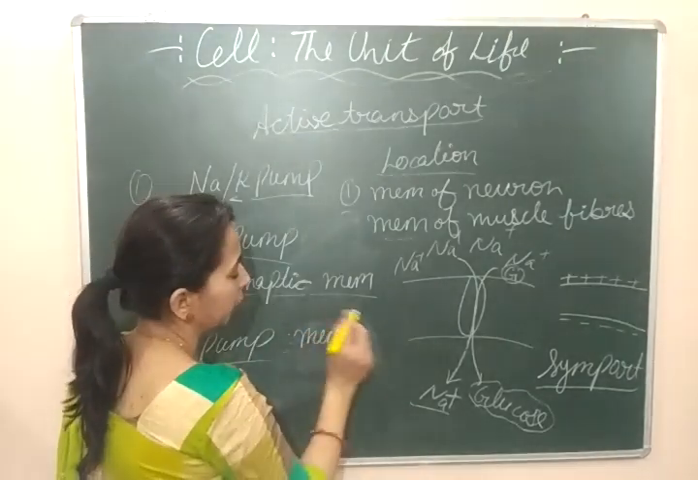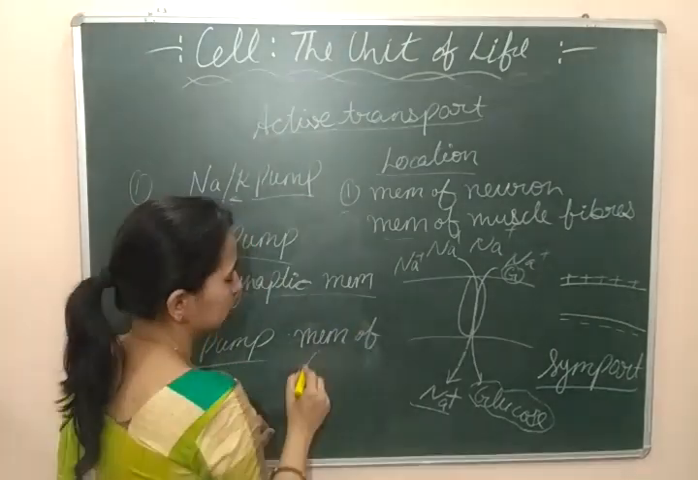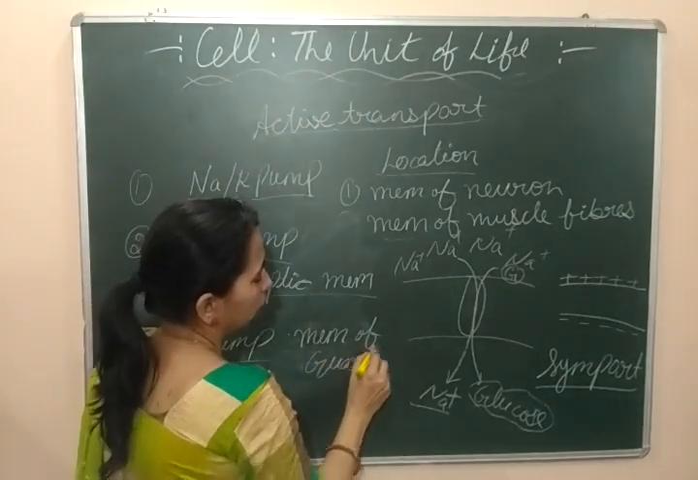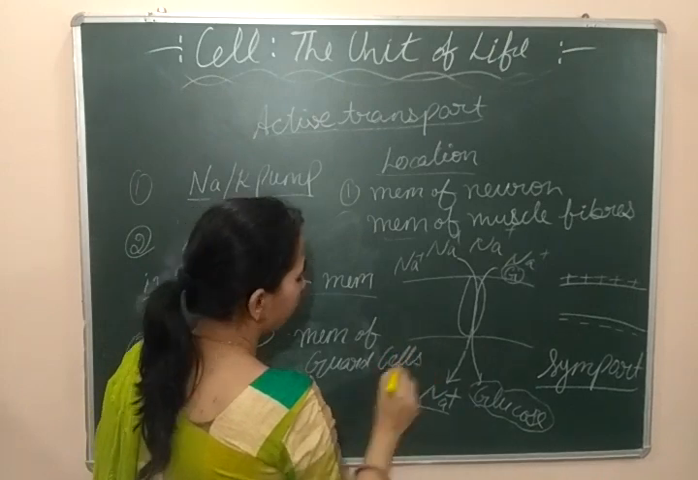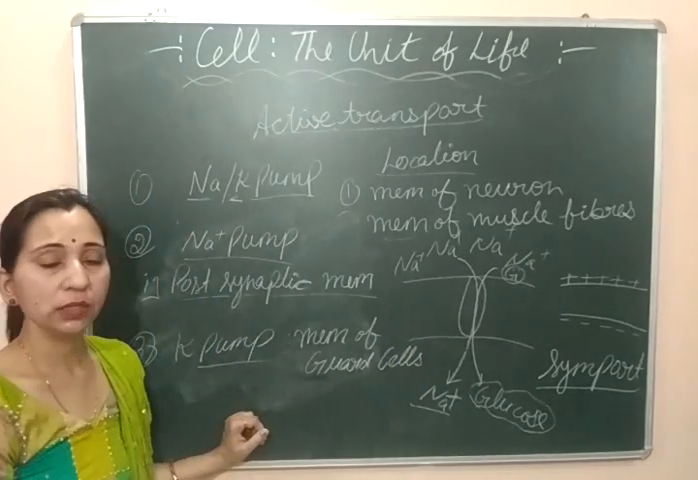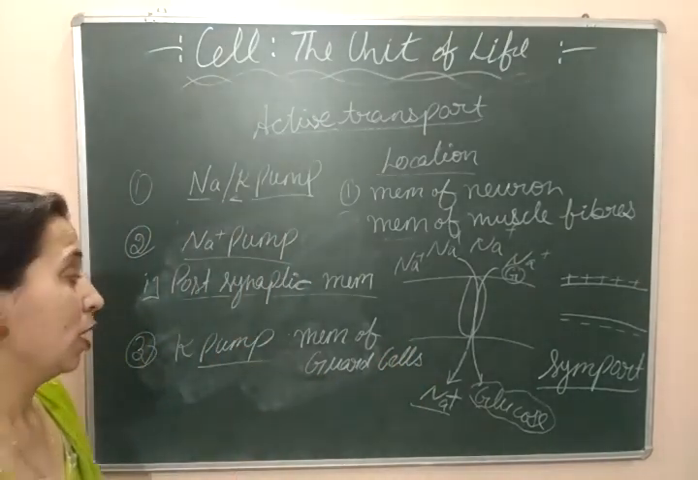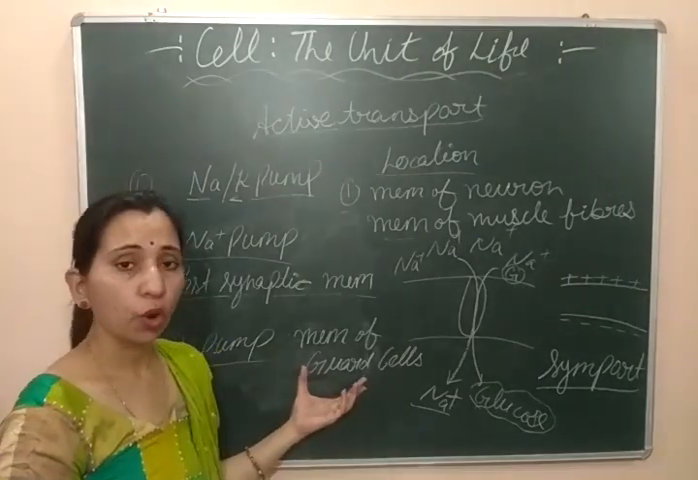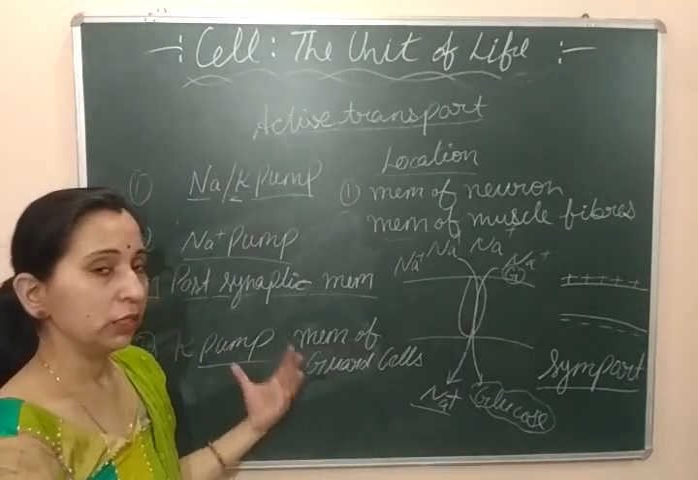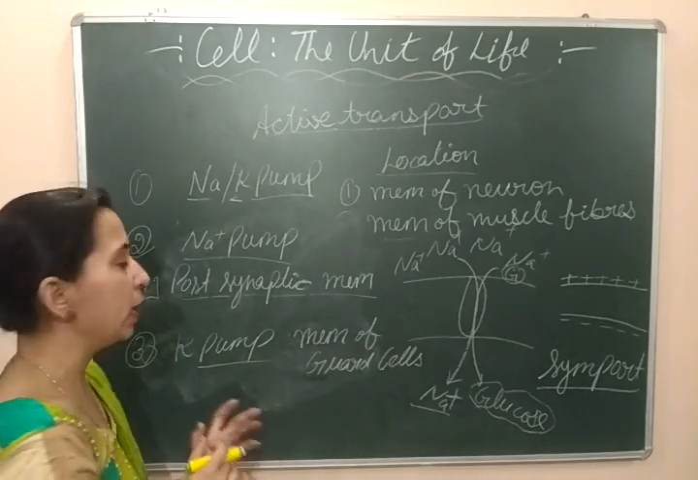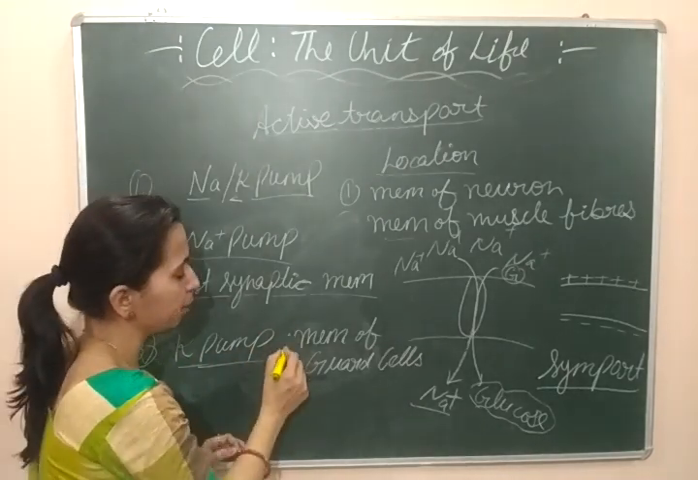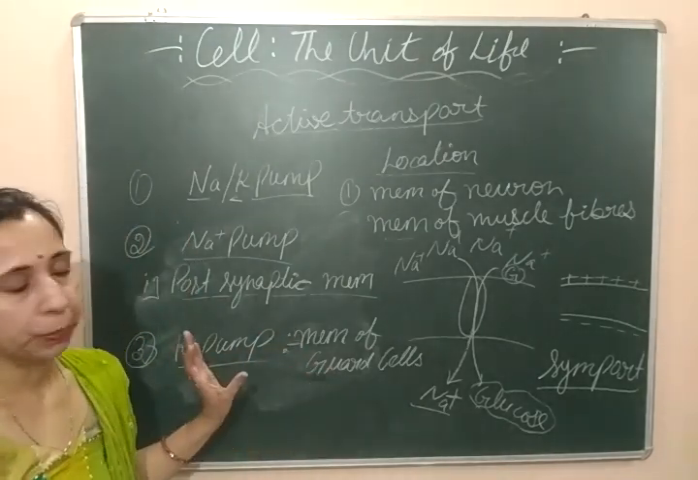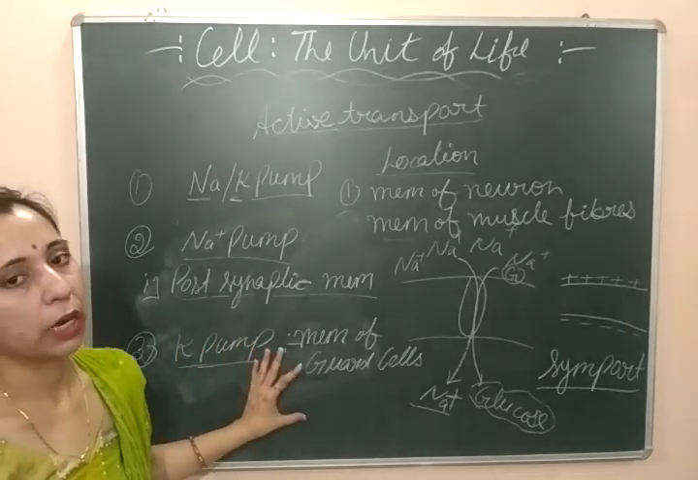The best example is the membrane of guard cells. You know the structure of stomata. Stomata are covered by guard cells, and these guard cells are responsible for the opening and closing of stomata. This opening and closing is controlled by these potassium pumps. So these potassium pumps are present on the membrane of guard cells.